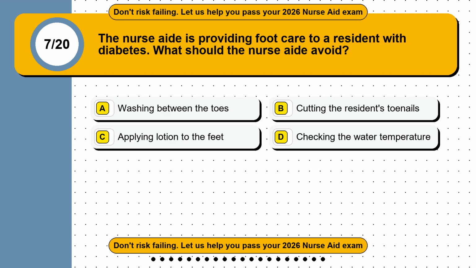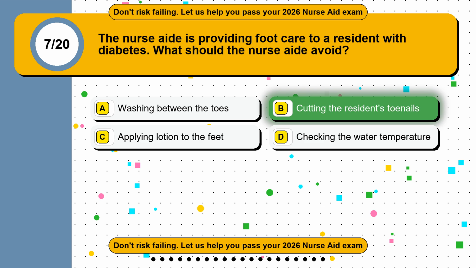Question 7. The nurse aide is providing foot care to a resident with diabetes. What should the nurse aide avoid? Option A. Washing between the toes. Option B. Cutting the resident's toenails. Option C. Applying lotion to the feet. Option D. Checking the water temperature. The correct answer is option B. Cutting the resident's toenails.